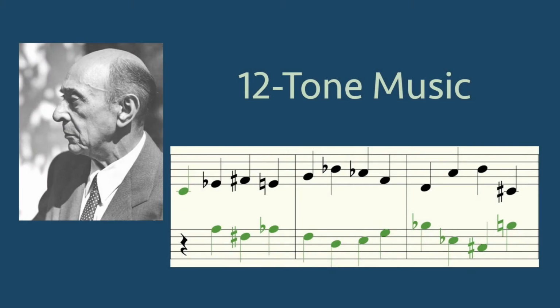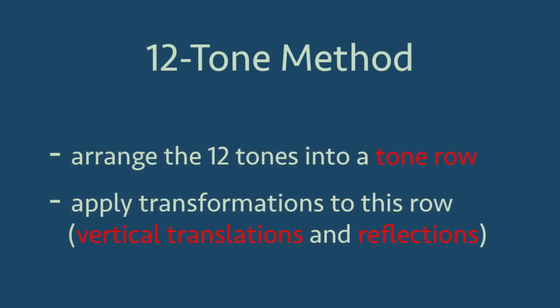In the early 20th century, the Viennese composer Arnold Schoenberg popularized a method of composing with 12 tones. The method is quite simple. Take the 12 notes that make up the octave and arrange them in any order where each note is only used once. This makes up what is called a tone row. And then apply transformations of this row.